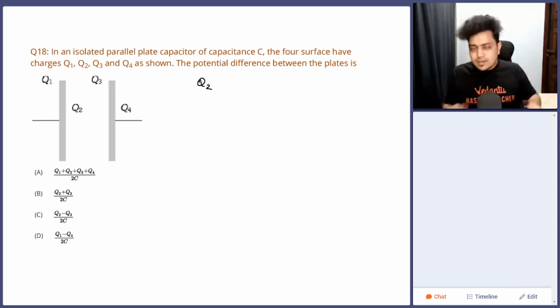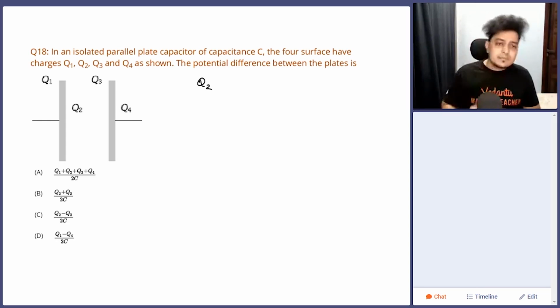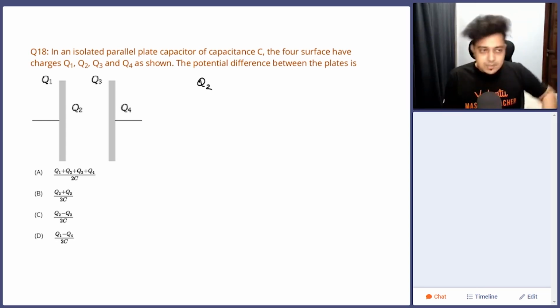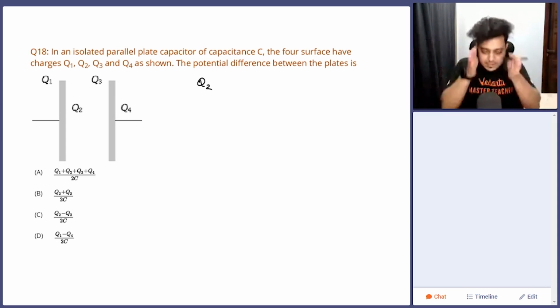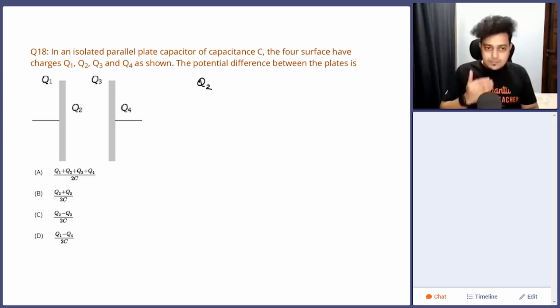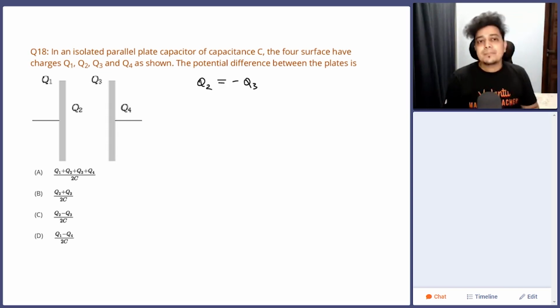Isolated means the charge is just there on it and it's not moving. There is no battery here. So whatever charge is there is there. So outer plates have Q1 and Q4, but the inner sides have Q2 and Q3. For it to be a regular parallel plate capacitor, the charge should be equal and opposite. So charge facing each other should be equal and opposite. Correct? Now we have to find out the potential difference between the plates.